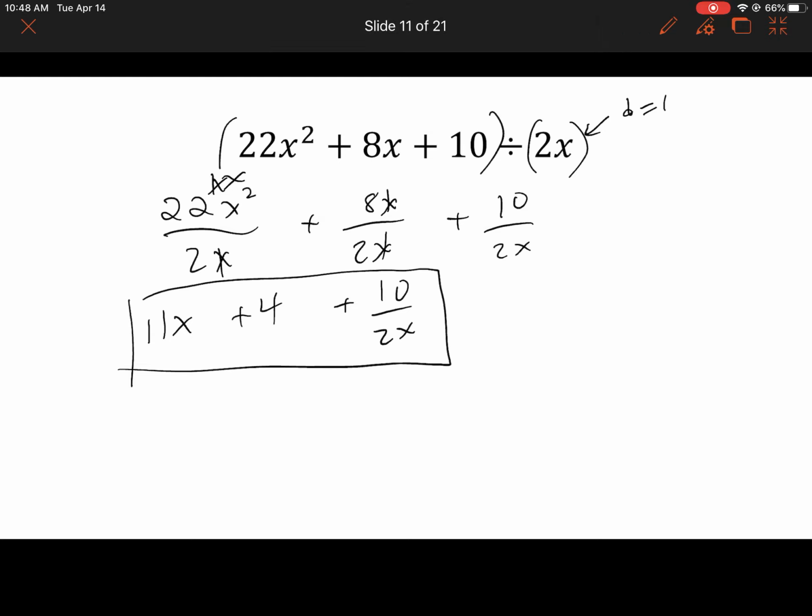Now for the simplified version. 11x plus 4 is still correct. And then we just divide the numbers. 10 divided by 2 is equal to 5. So it'll be plus 5. Because the x is part of the denominator, it's going to stay there. It doesn't cancel out with anything. So this is another good answer as well. Okay, whether you write it one way or the other, it doesn't quite matter.